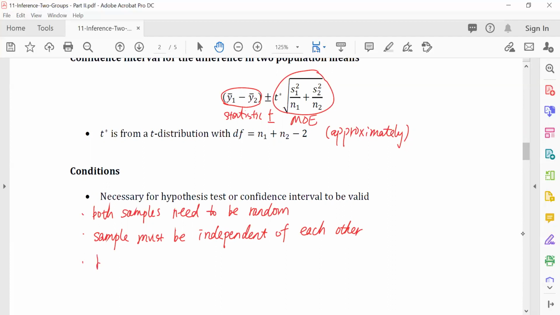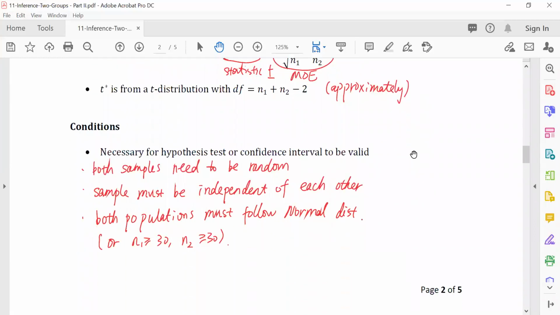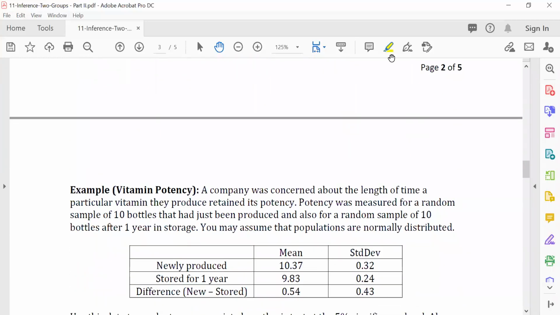And both populations will need to follow a normal distribution, or the sample size is large enough. Usually we use 30. Okay, so having talked about the procedures and the conditions of the inference, we are then going to see examples in our next video.